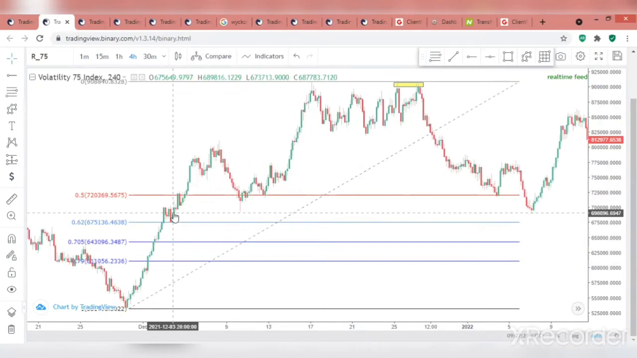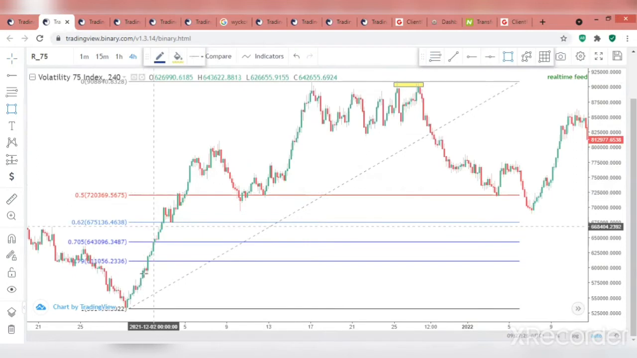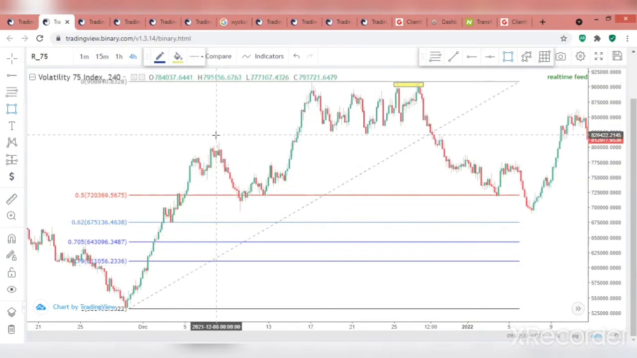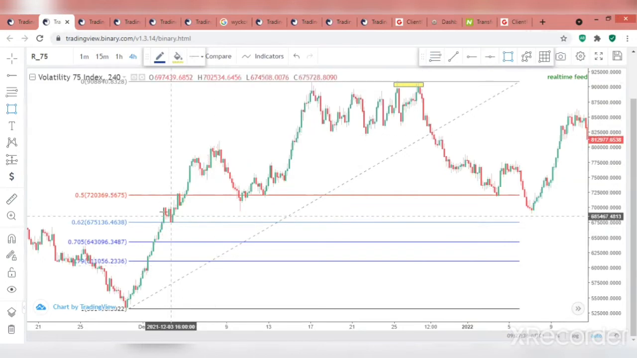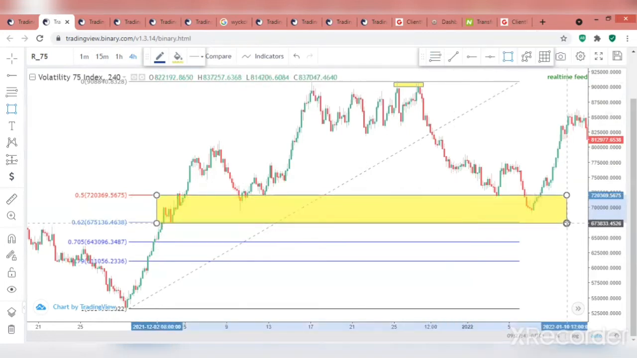So this is a very good demand area. Let me annotate it. You can see, for those that watched the first video, I told you rally, base, rally. This is a base here. And within your base, this is a rally base rally.